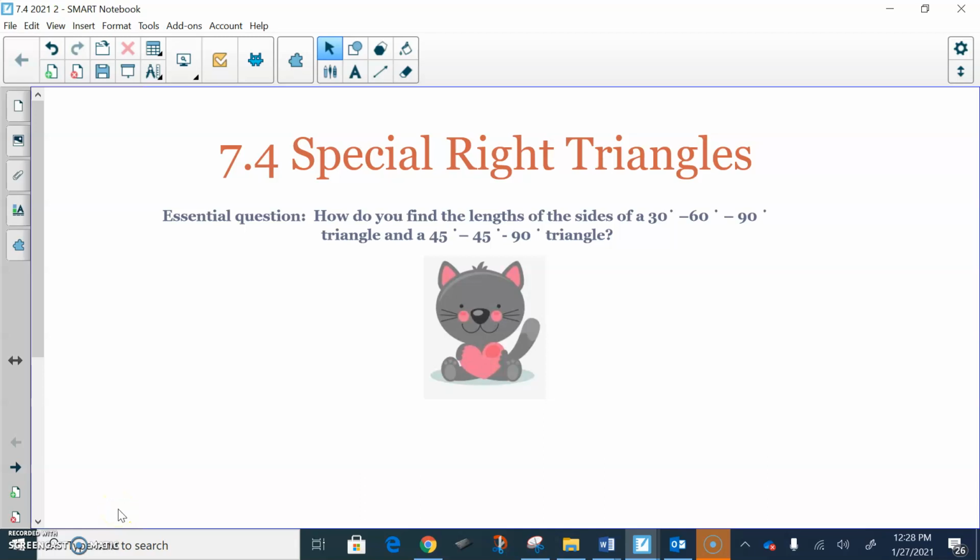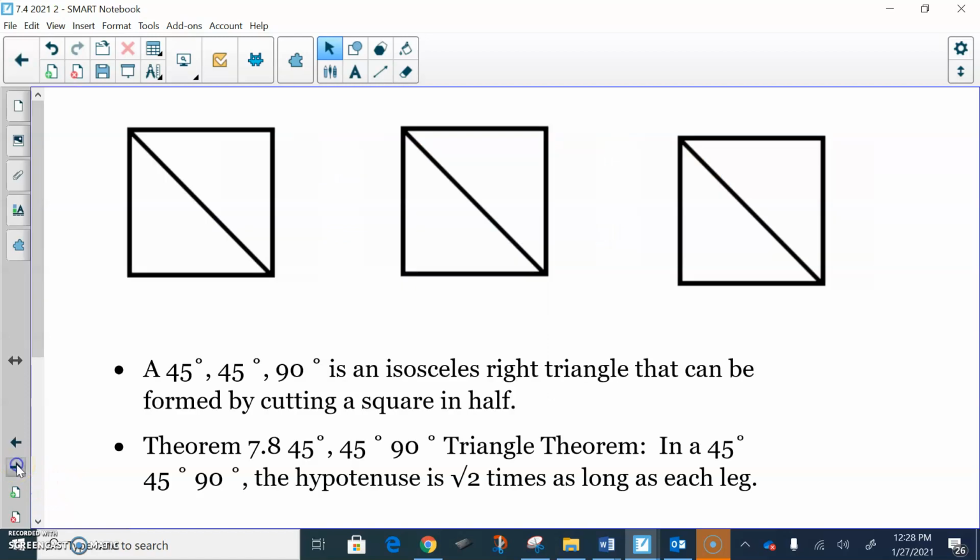This is Honors Geometry Lesson 7.4, Special Right Triangles. So we're going to investigate two triangles we call special right triangles. And they're special because you're going to notice a pattern and we're going to be able to take shortcuts. Instead of using the Pythagorean theorem or other methods to find missing angles or sides, we're going to use these new shortcuts.